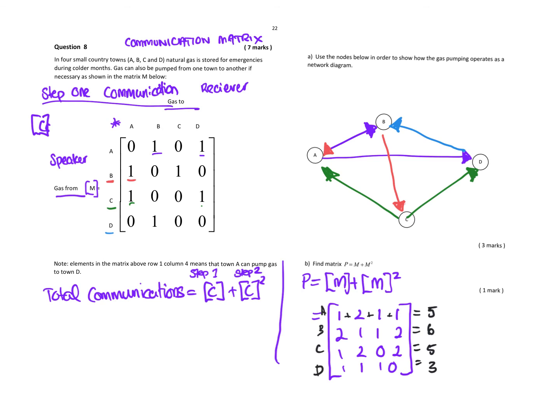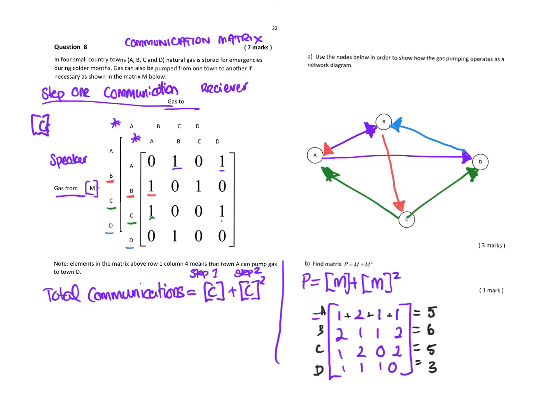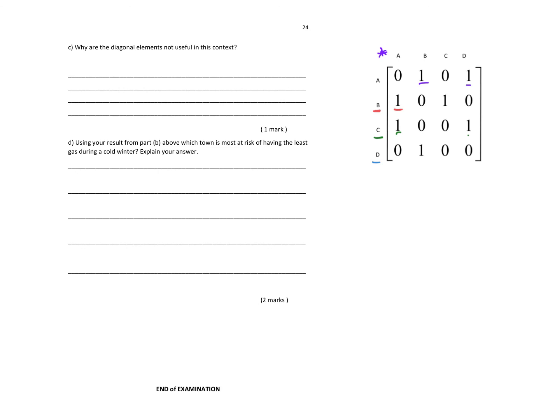If we go to the next, they're probably actually talking about this one. The question says, why are the diagonal elements not useful in this context? So they've asked me, why is this diagonal, and it's the same even with the squared one and even the end product, why is that not useful?